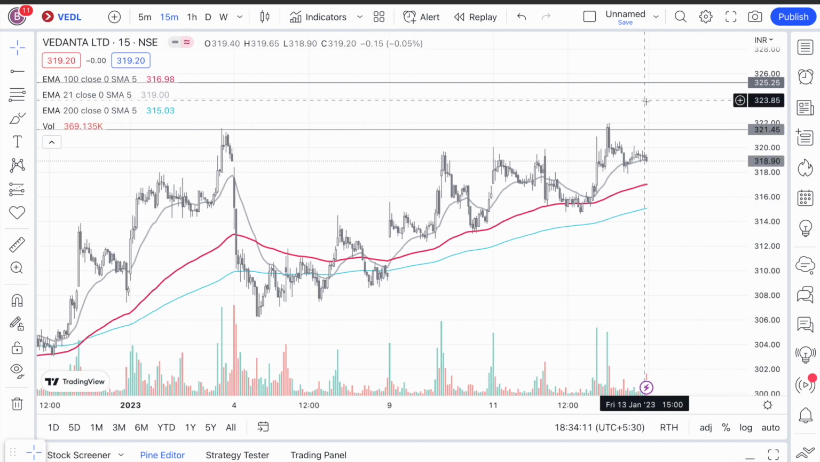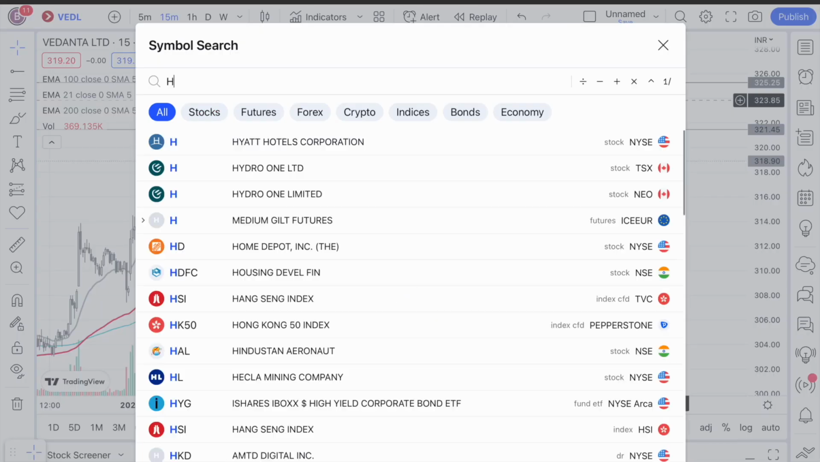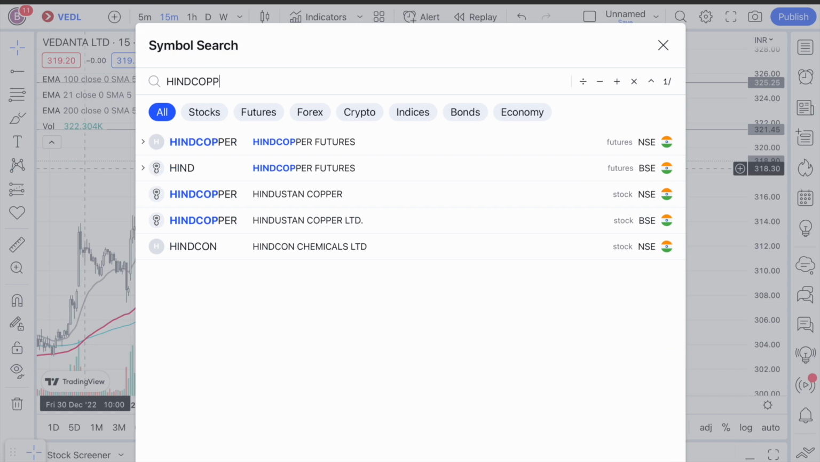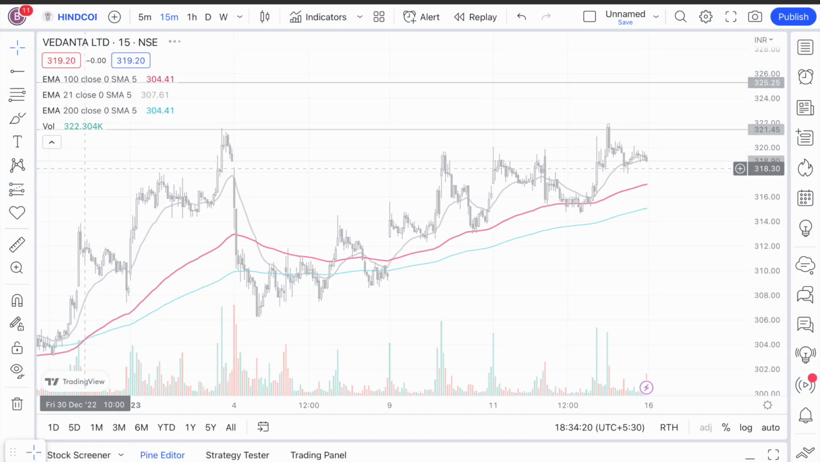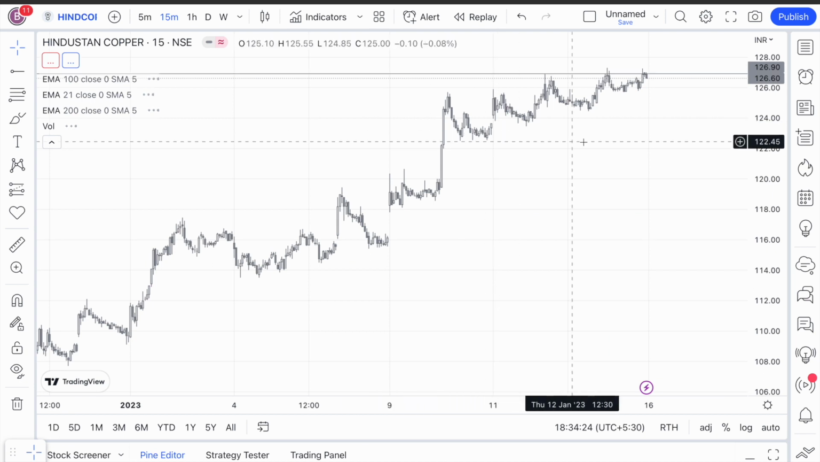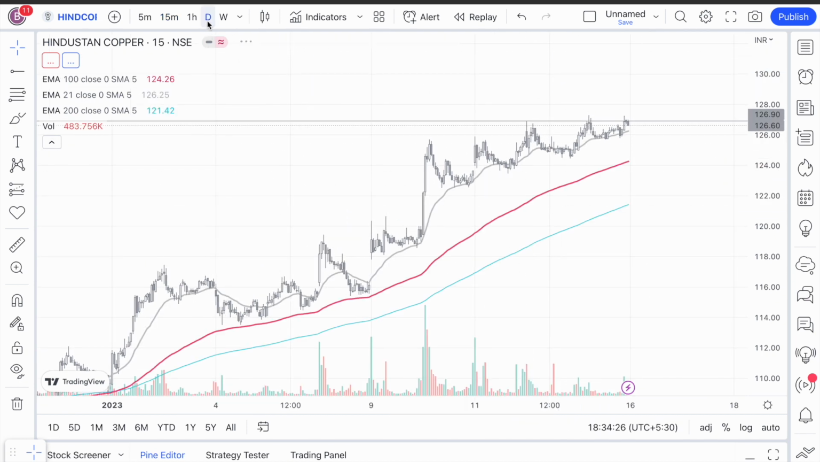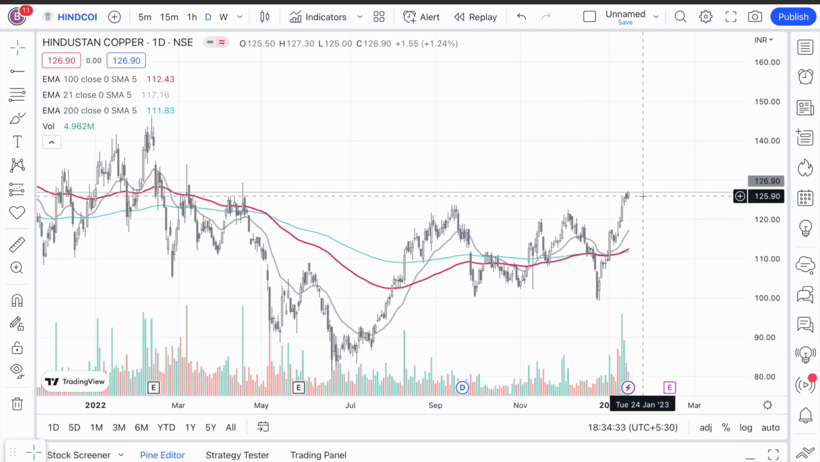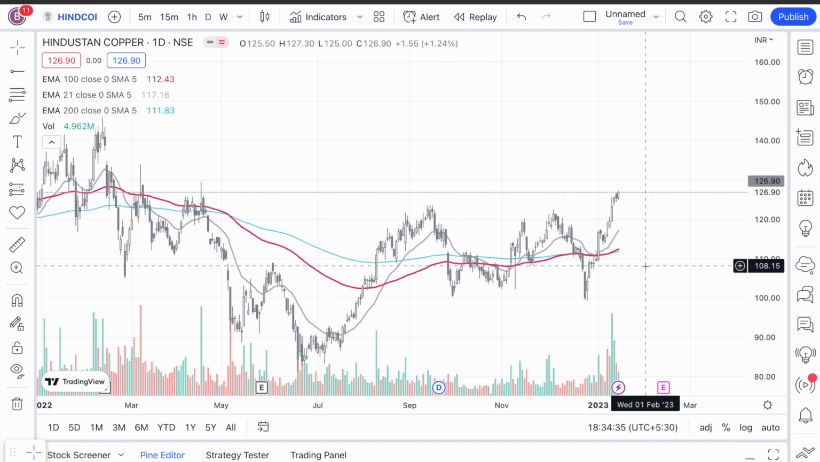You can see all the metal stocks are doing well, whether it is Hindalco, Tata Steel, or Hind Copper. If I open the chart of Hindustan Copper, this is actually doing really well. Look at the daily time frame. It is sustaining above a major resistance zone and looks like it will head higher from here. So everything is looking great when it comes to the metals.